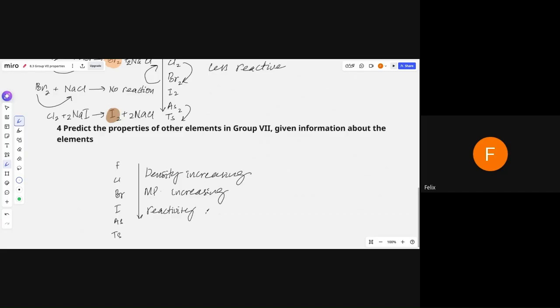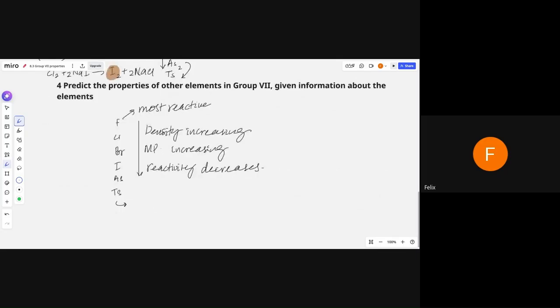So reactivity decreases down the group, right. And so fluorine will be the most reactive, and tennessine will be the least reactive. So you need to develop this understanding. You need to remember, you need to keep these points in mind.